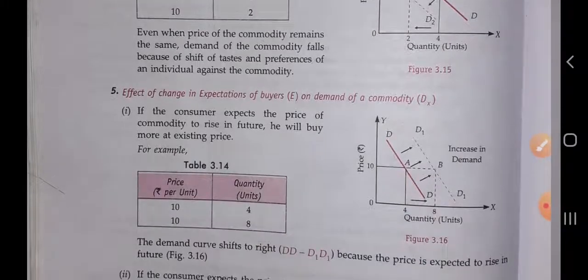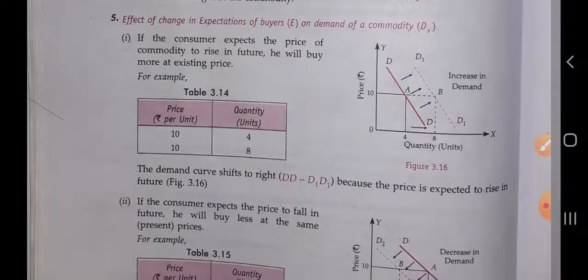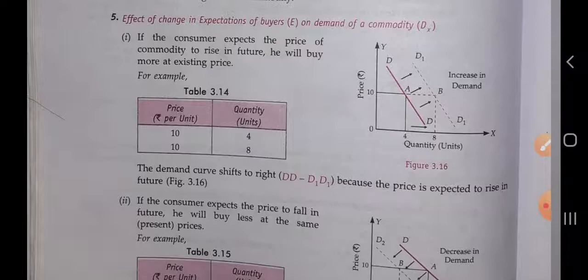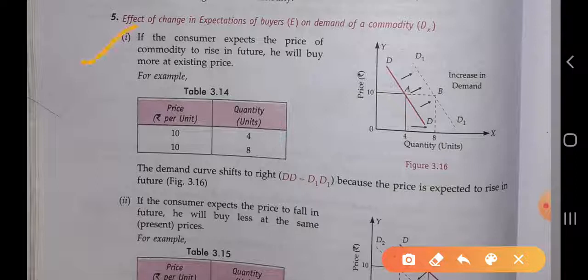Now the next factor is the effect of change in expectation of the buyer on demand of a commodity. What will be the expectation of the buyer on the demand of the commodity, that is, whether the price of any commodity changes in future or not? In that condition, first, if the consumer expects the price of the commodity to rise in future, he will buy more at the existing price.